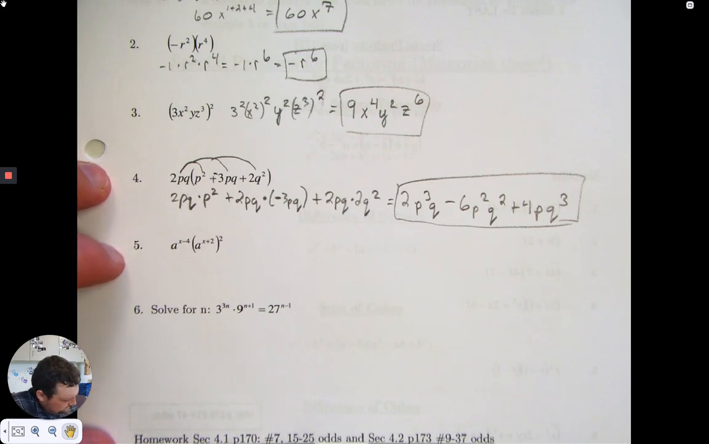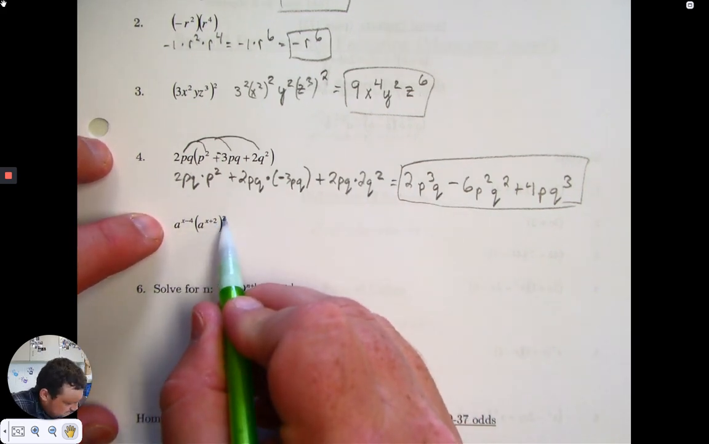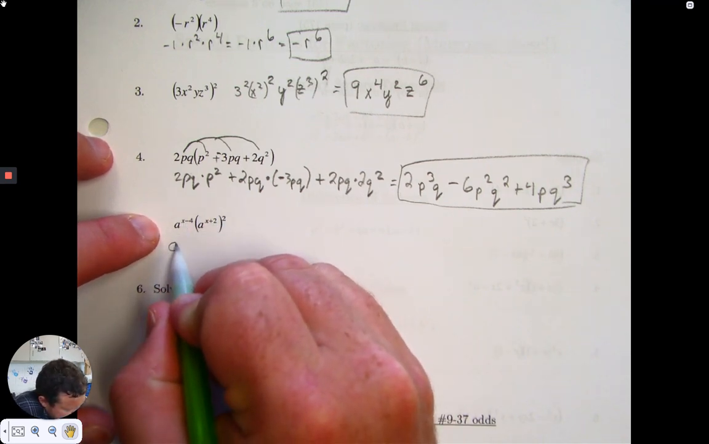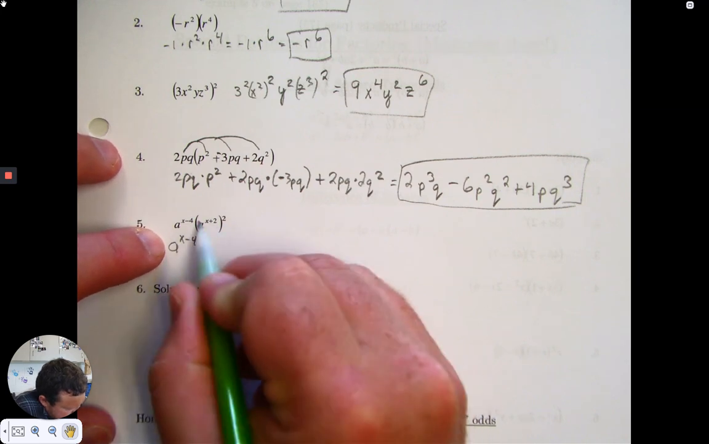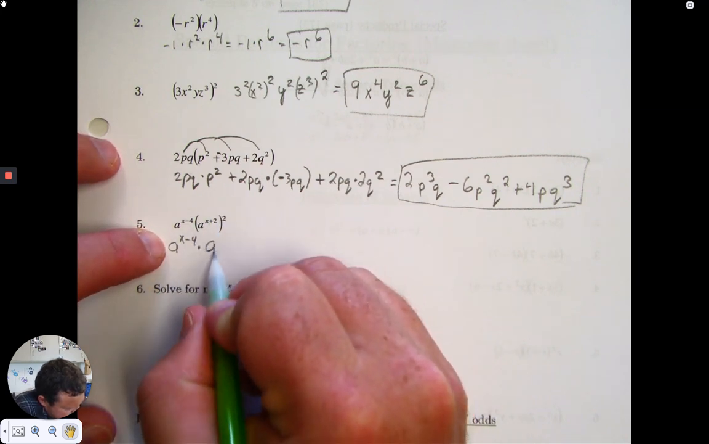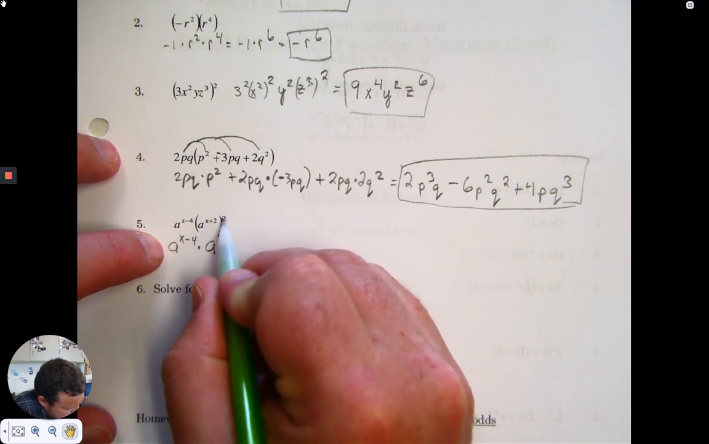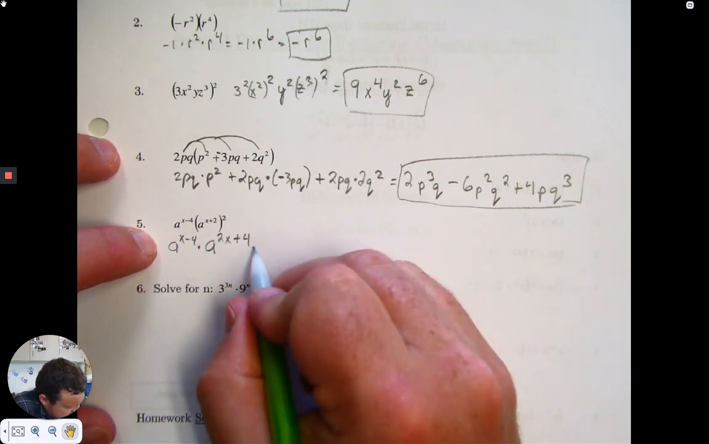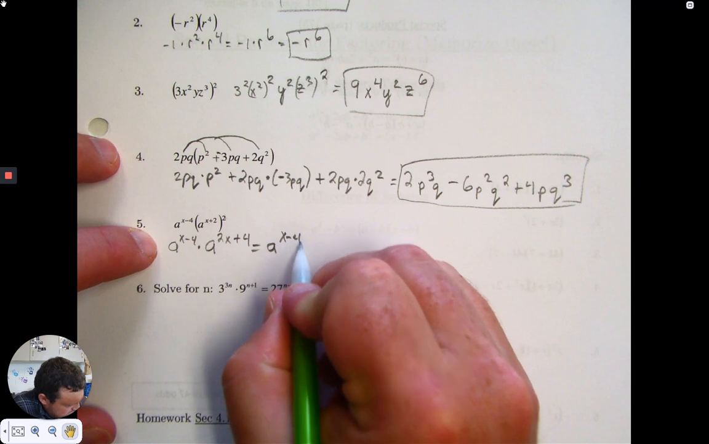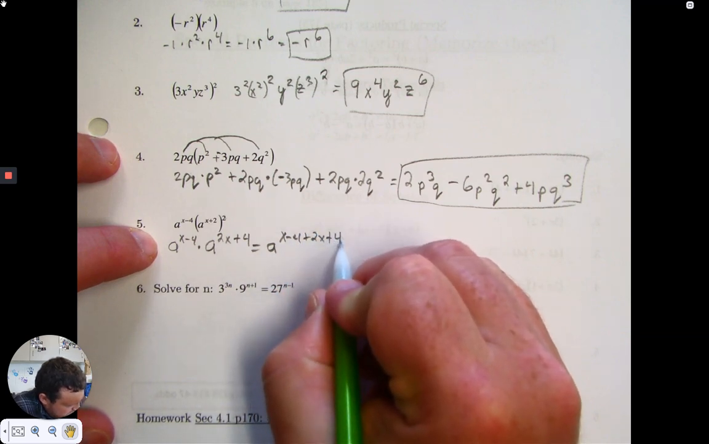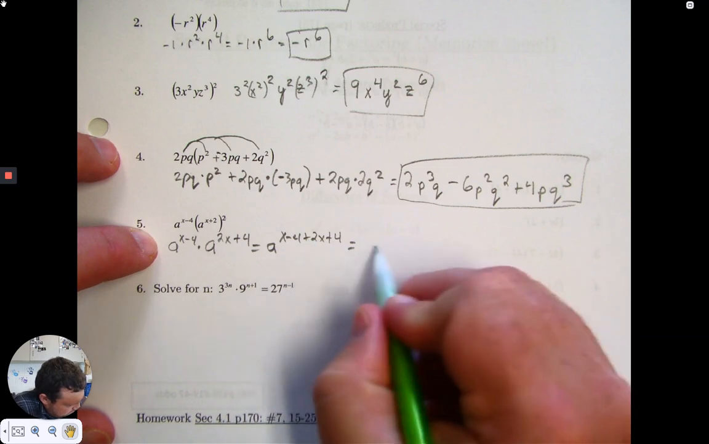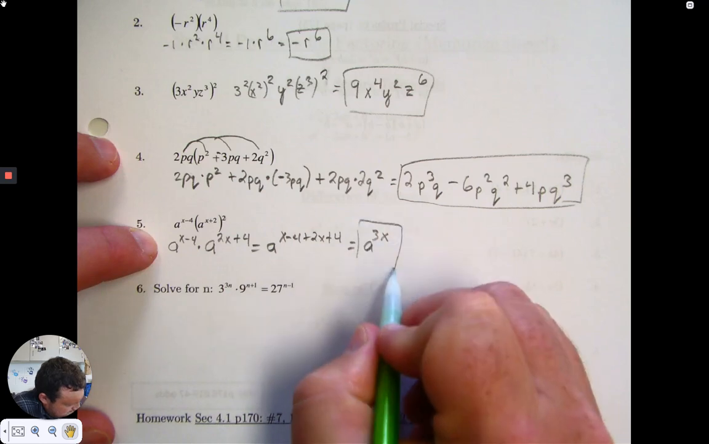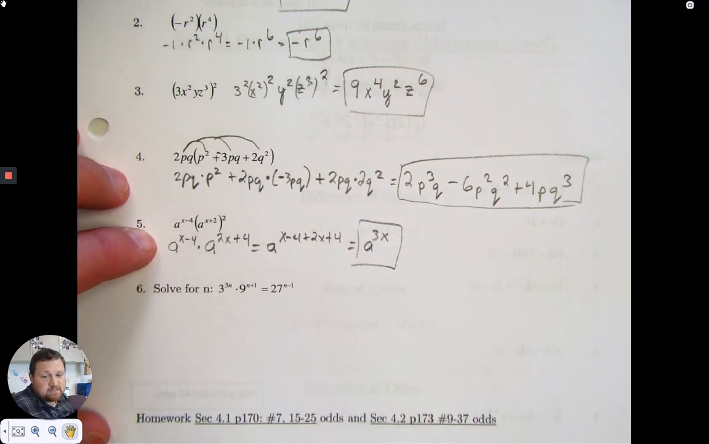Okay. So then number 5, we have this exponent raised to an exponent. So we have to do that first, because our order of operations tells us. So we have a to the x minus 4 times, that this has to be multiplied by this. So 2 times x would be 2x, 2 times 2 would be plus 4. So now our bases are the same, so we just have to add the exponents. So that's a to the x minus 4 plus 2x plus 4. Well, we have x plus 2x, so a to the 3x, and then you have minus 4 plus 4, which cancel each other out, so you're just done with a to the 3x.